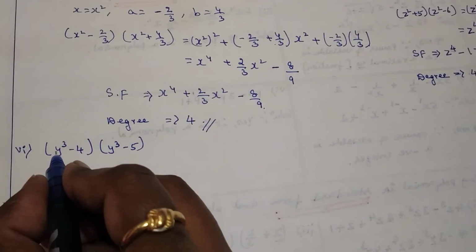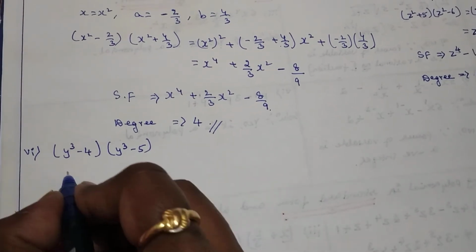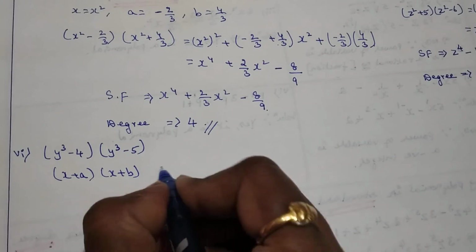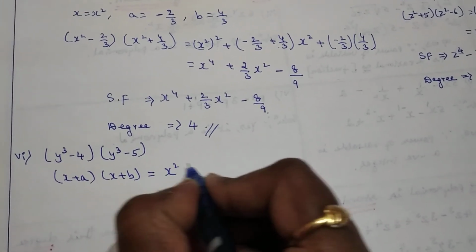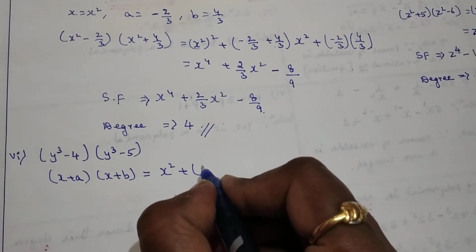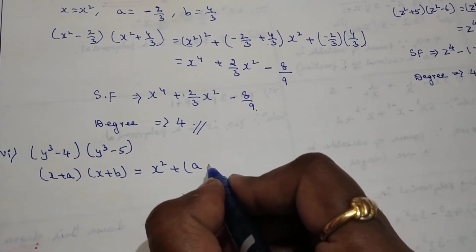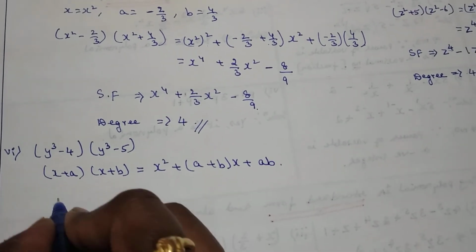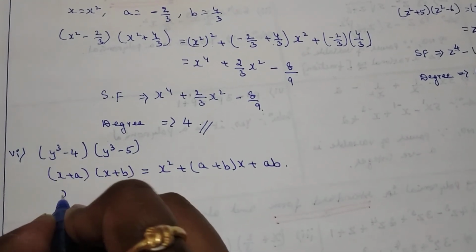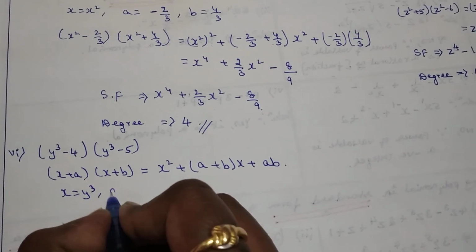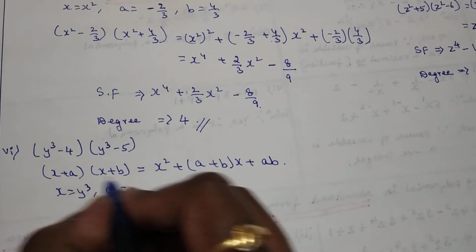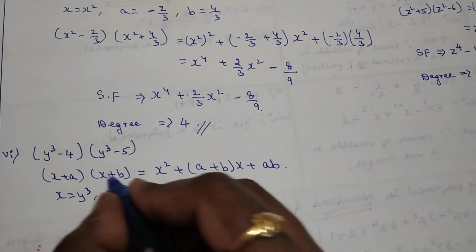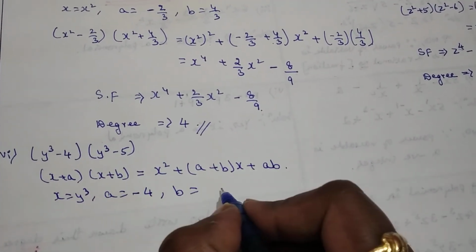Sixth question, (y cube minus 4)(y cube minus 5). Again this is in the form of (x + a)(x + b). Unless you convert this into an algebraic expression, children, we cannot write the degree. Clear? So first you write this as an algebraic expression, then you can write its degree. Compare here, the value of x is y cube, the value of a is, since they are negative, opposite sign, therefore minus 4, and the value of b, again they are in opposite sign, therefore minus 5.